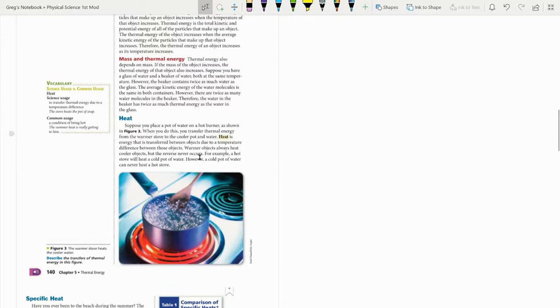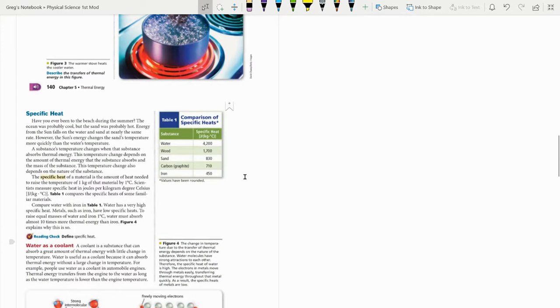So heat is energy that is transferred between two objects due to a temperature difference or a kinetic energy difference between those objects. Warmer objects always heat cooler objects. That's why if you put your hand on this hot stove, you're going to burn your hand. It's hotter than your hand, and it's going to transfer that kinetic energy into your hand. It never goes the other way. If you touch that, your hand doesn't cool it off. It's going to burn your hand. Heat always flows from hot to cold, hot to cold.